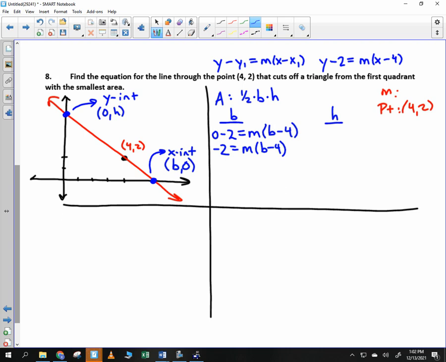I want to solve for what b is. In order to solve for b, I'll divide both sides by m. Negative 2 over m is equal to b minus 4. And then I will add the 4 to the other side. 4 minus 2 over m is equal to b. Everybody okay with my solution there? So that means as I write area, I have area is equal to 1/2 times 4 minus 2 over m.